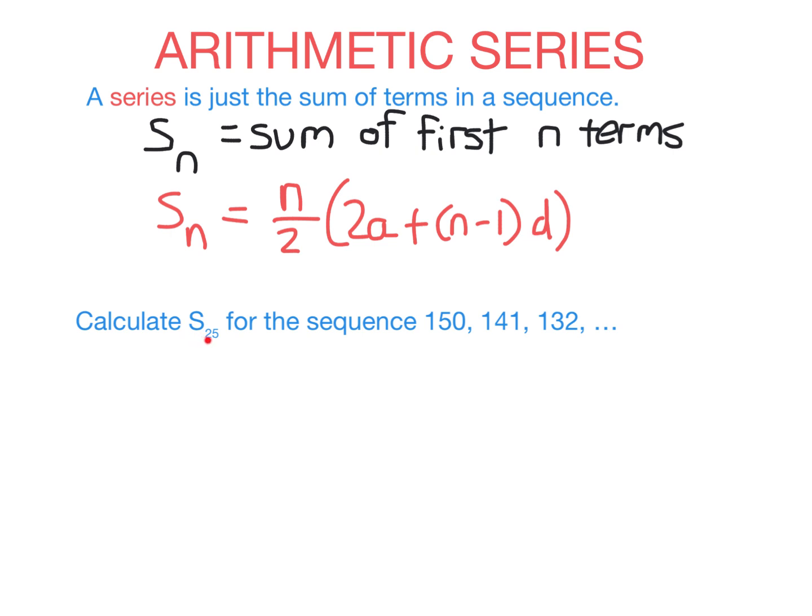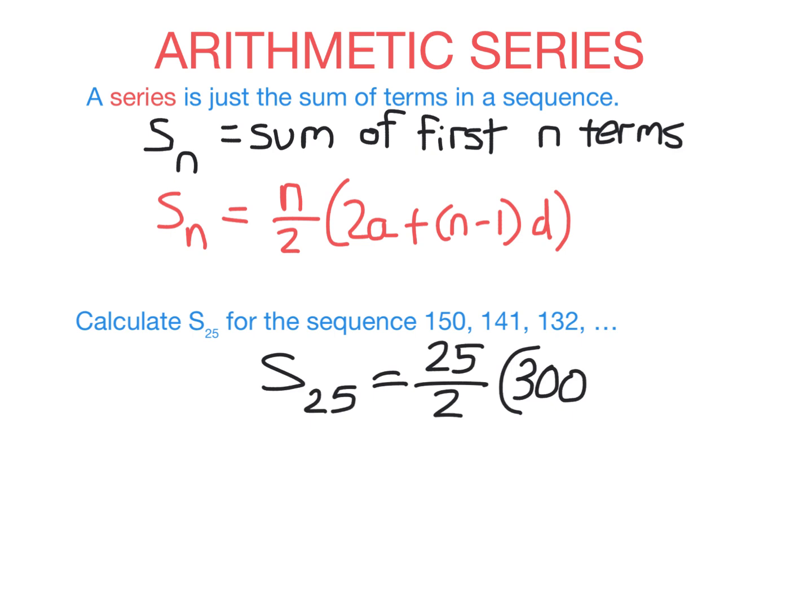For example, let's calculate S25 for this sequence here. That means we're calculating the sum of the first 25 terms, so n is equal to 25. It'll be n over 2 times 2a, so 2 times the first term, 2 times 150 is 300, plus (n minus 1), so n was 25, multiplied by d. Now here the value of each term is going down by 9 each time, so d, the common difference, is negative 9. Putting that on our calculator, we simply get 1050 and we're done.